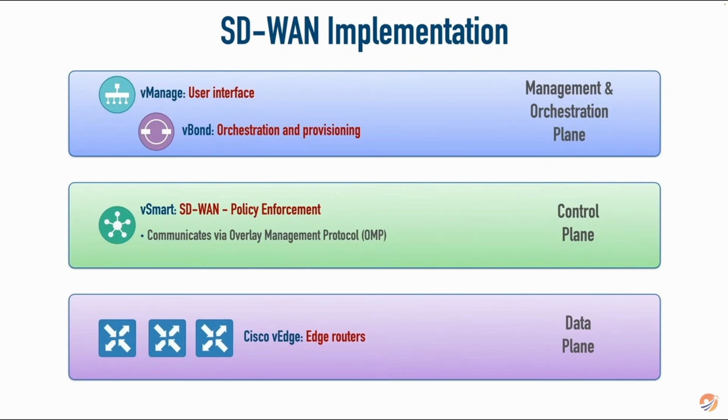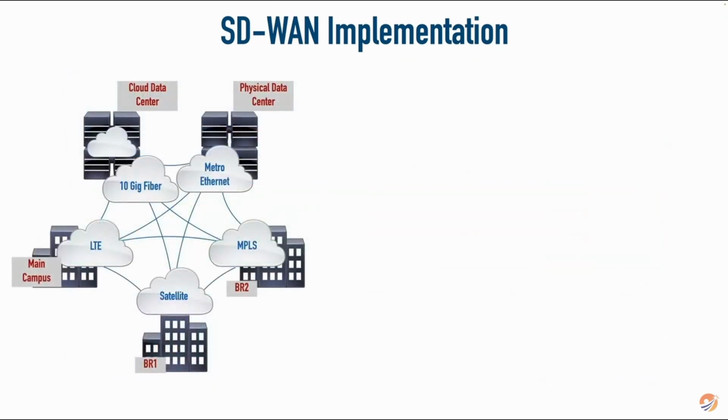And now that we've seen these pieces and parts, let's take a look at how this might be implemented in the real world. Here we see a sample topology with a main campus location. We've got a couple of branch locations. We've got a physical data center. We've got a cloud data center. And they're all connected using a variety of WAN technologies.